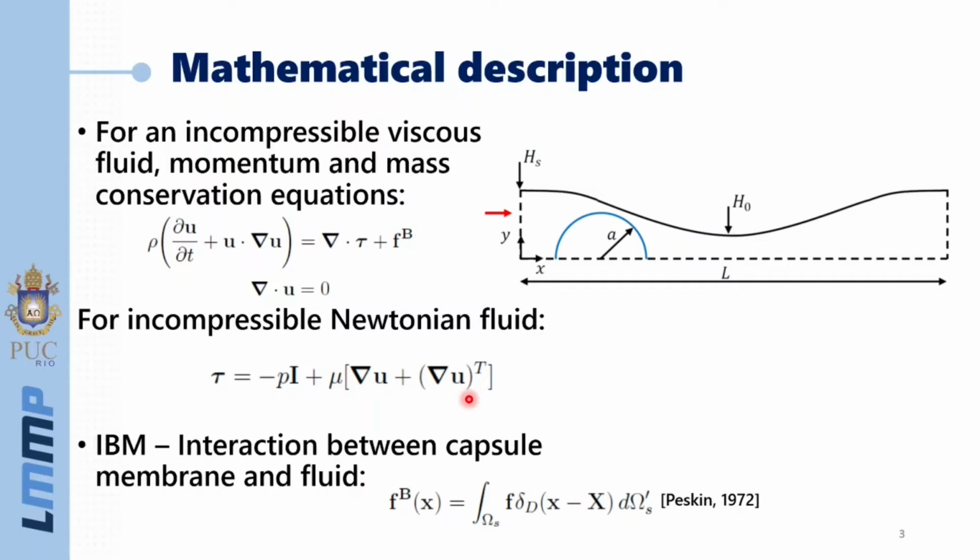Thus, two domains are needed: the fluid domain, which is fixed, and the solid domain, the blue one, which moves and deforms as time evolves. In order to solve the interaction between the capsule and the fluid, we utilize the immersed boundary method, IBM. Both domains are coupled by the F_B term, where F_B represents the force that the membrane exerts on the fluid, modeled as a volume integral along the solid volume Omega_s.